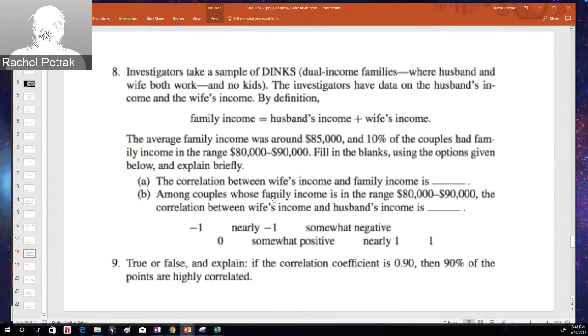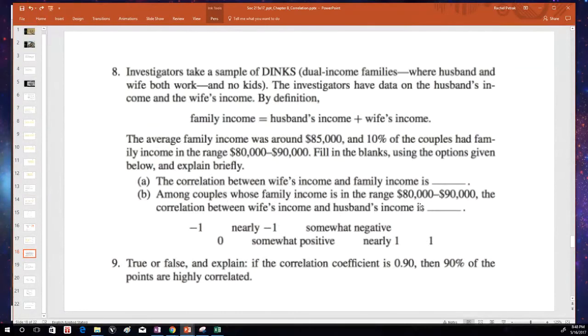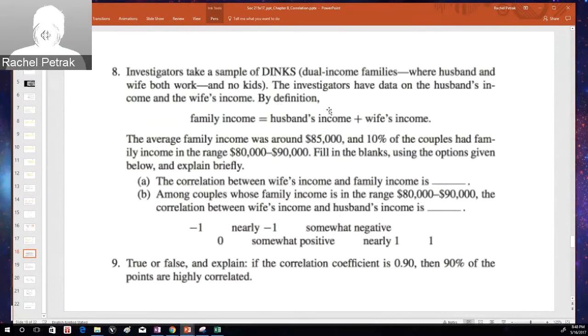B here, among couples whose family income is in the range of 80,000 to 90,000, the correlation between wife's income and husband's income. So now we're looking at a different aspect of the variable, looking at the correlation between husband and wife's income. Do you think that as husband's incomes go up, wife income?